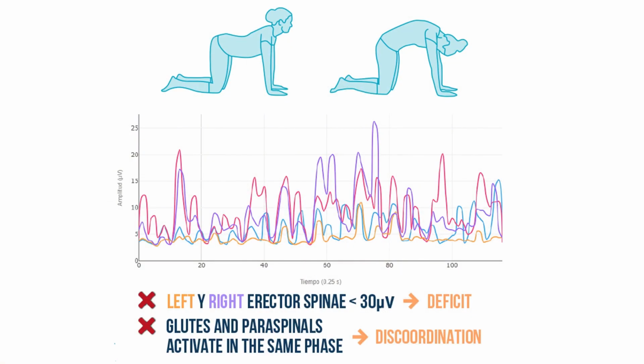Fourth test, the Cat-Camel movement, useful for assessing lumbo-pelvic control. Here you may find lumbar deficits when erector activation is very low, or lack of coordination when the glutes and paravertebrals activate without a clear rhythm. In this case, the problem is not strength, but segmental control, and the intervention should focus on specific lumbar activation, control of the lumbo-pelvic rhythm, and conscious progression.